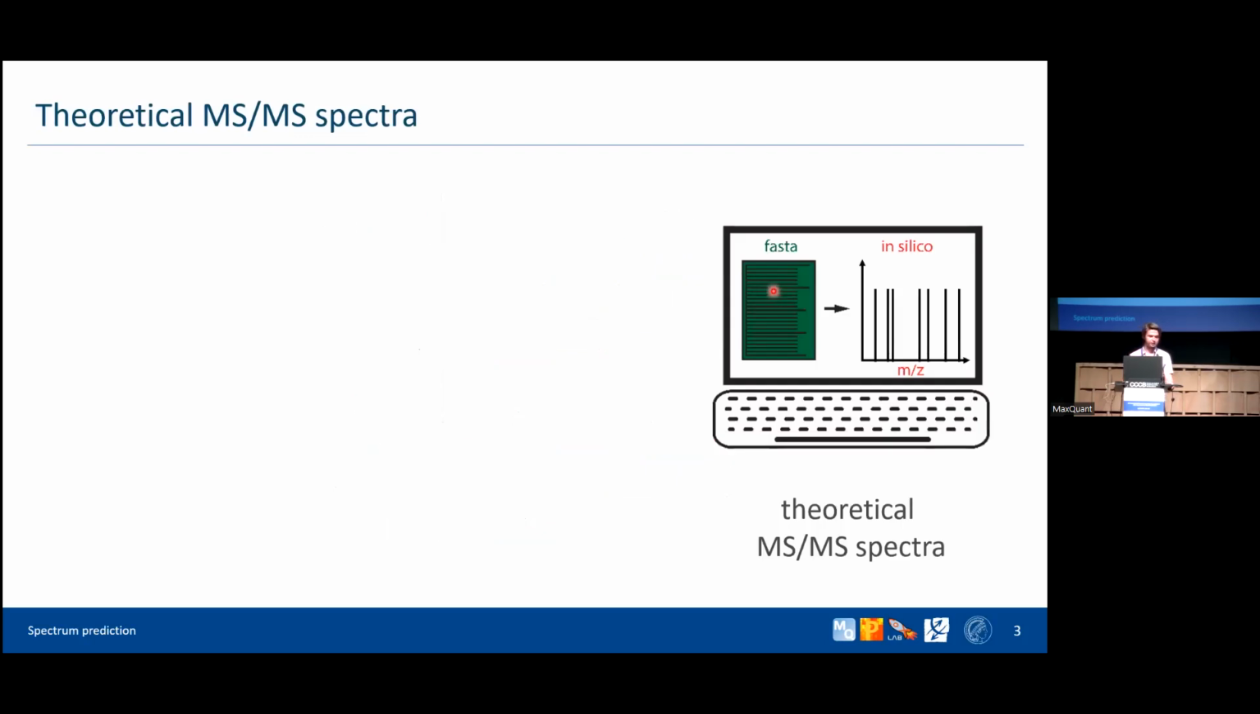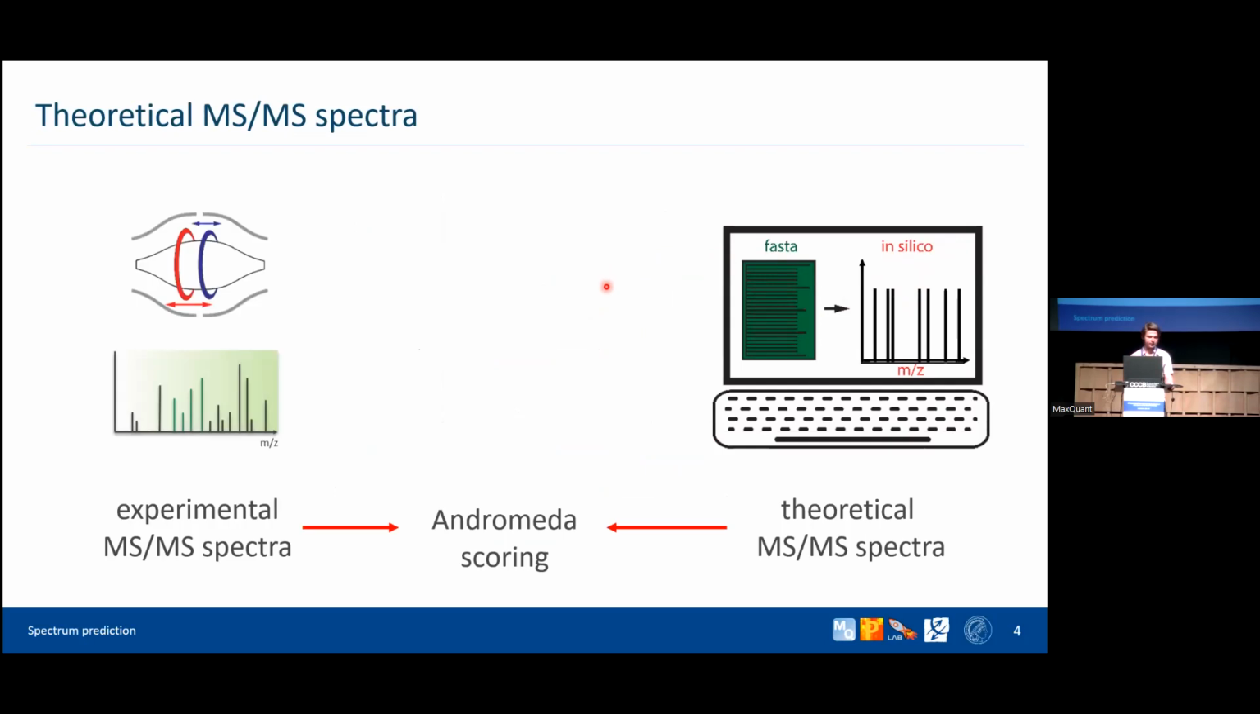We have this theoretical spectra, but as you can see, all peaks here have the same height because we don't know the intensities. Then we compare the theoretical spectra and the experimental ones using some kind of scoring engine, for example, Andromeda database search from MaxQuant, and identify our peptides.